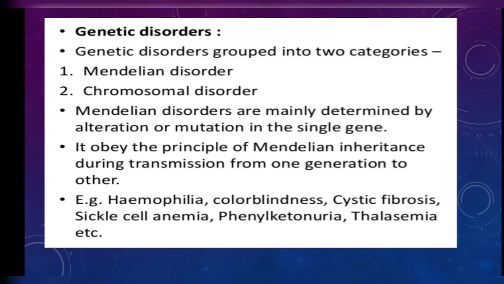Mendel के सारे laws, law of dominance, segregation, independent assortment, सभी को वो follow करते हैं. For example, hemophilia, color blindness, cystic fibrosis, sickle cell anemia, phenylketonuria, thalassemia. These are all the examples of Mendelian disorders.